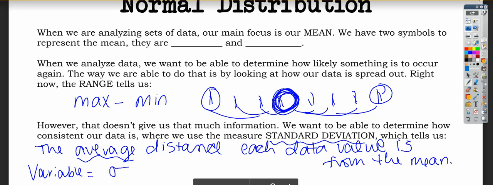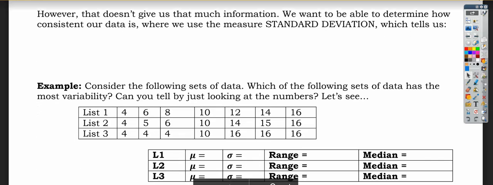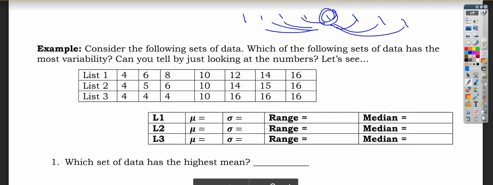That's what sigma is. So standard deviation is pretty powerful because it can tell us more information about how spread out each of those values are. If this value I circled is the mean, I can say each data value is approximately 2 standard deviations, 2 units away. So when I'm looking at the following lists of data, I want to determine which one has the most variability, which one is the most spread out.